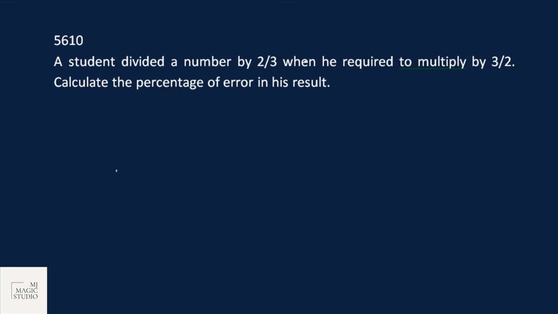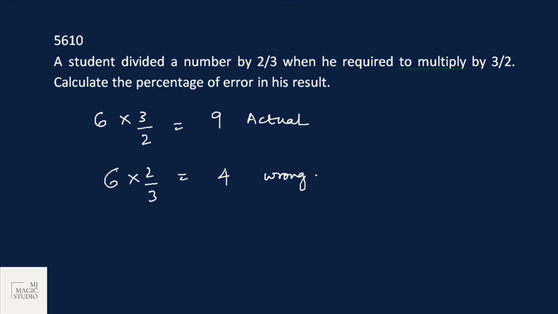The best cheat code to solve these kinds of questions is to find the LCM of 3 and 2, which is 6. Suppose my number was 6. He was required to multiply it by 3 by 2, which means the answer should be 9. This was the actual expected answer. But what he did, he multiplied it by 2 by 3 and hence he got 4, which is the wrong result. Actual result should be 9.